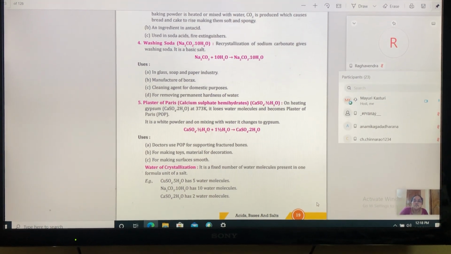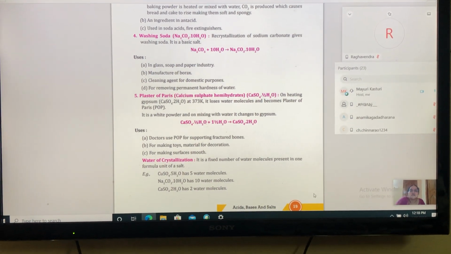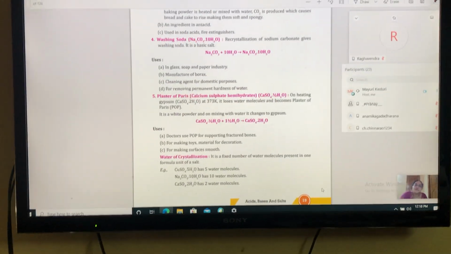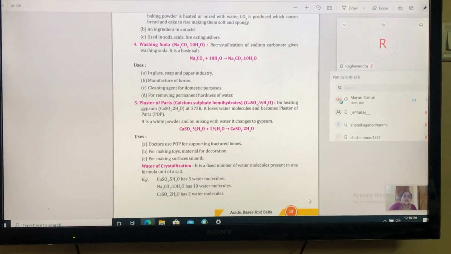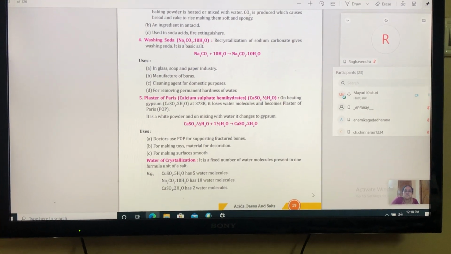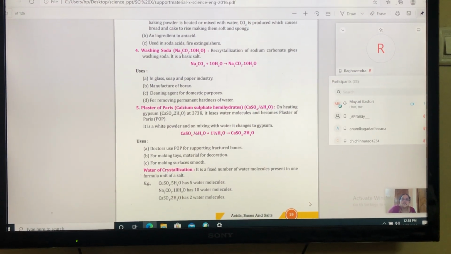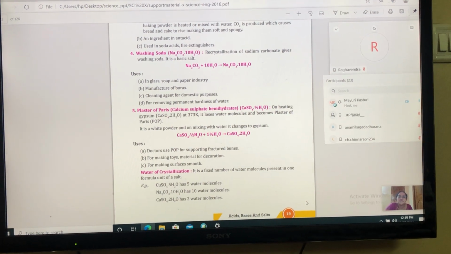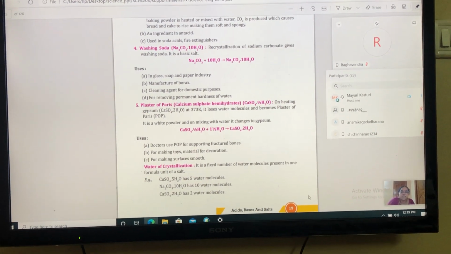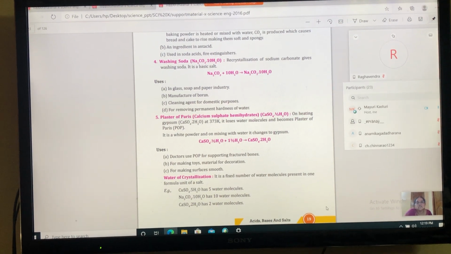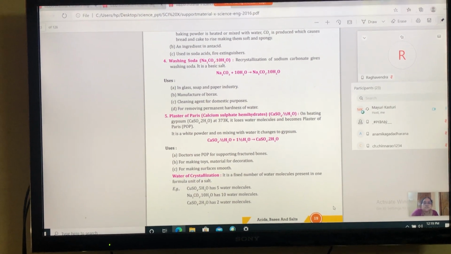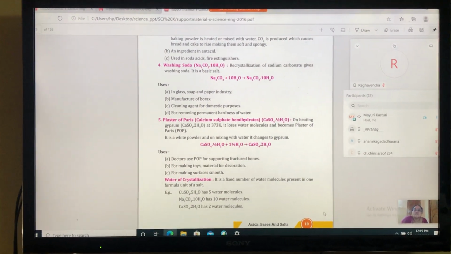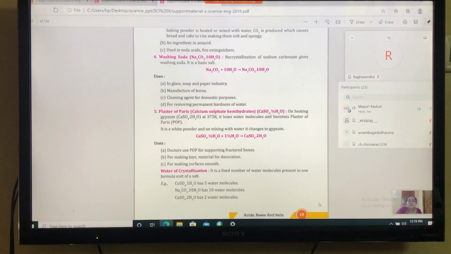Plaster of Paris is used by doctors for supporting fractured bones. Second, for making toys and material for decoration. Third, for making surfaces smooth. Sealing purposes, they use that also. So first, supporting fractured bones. Second, making toys and material for decoration. Third, making surfaces smooth. So these are the 5 salts, how they are prepared and what they are.